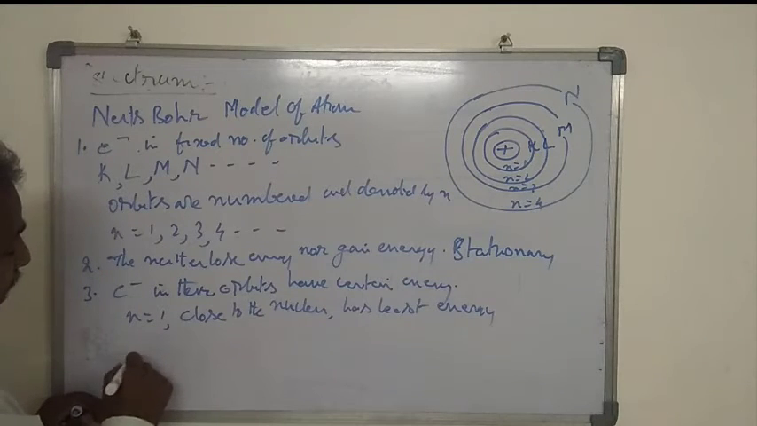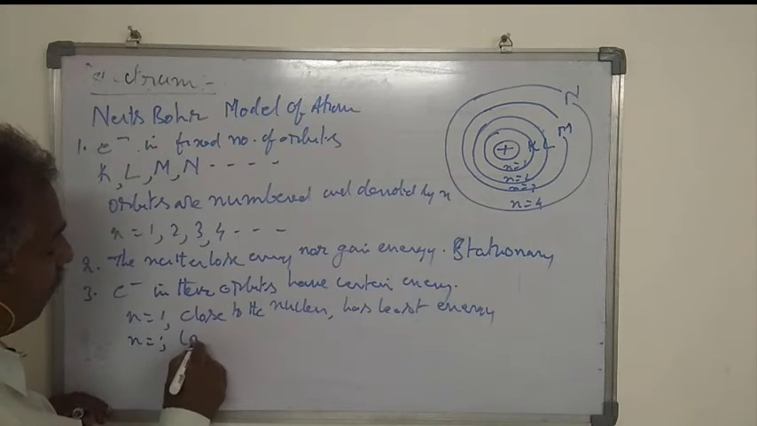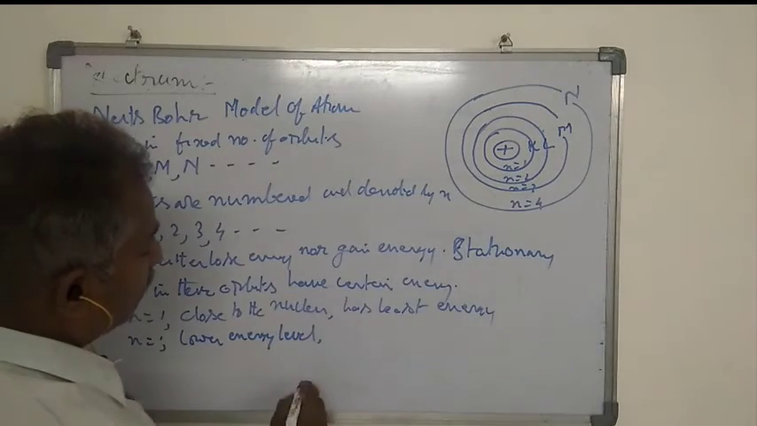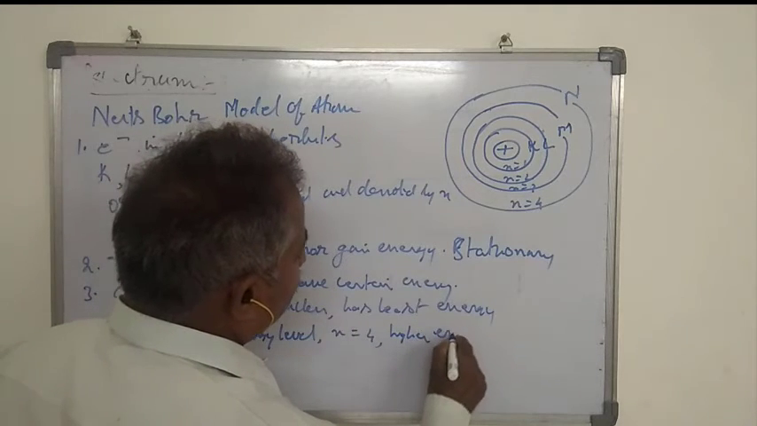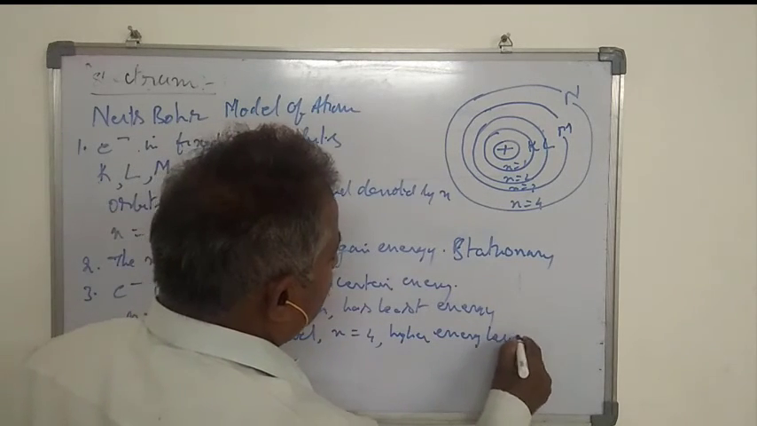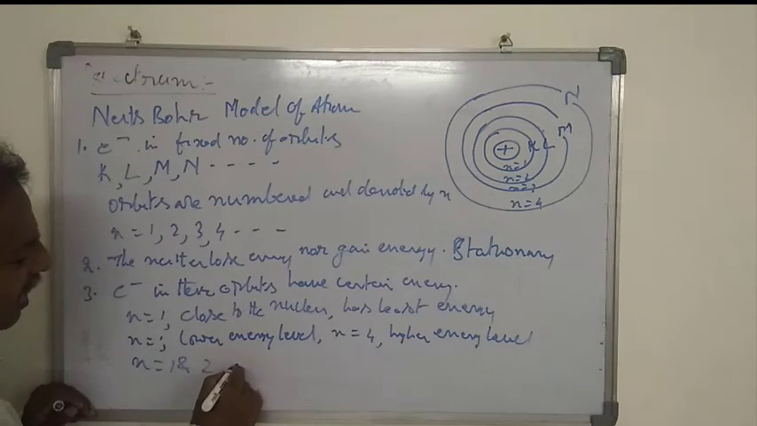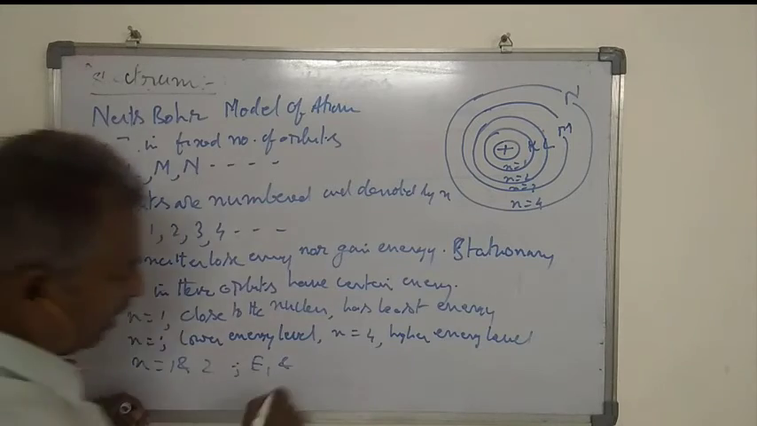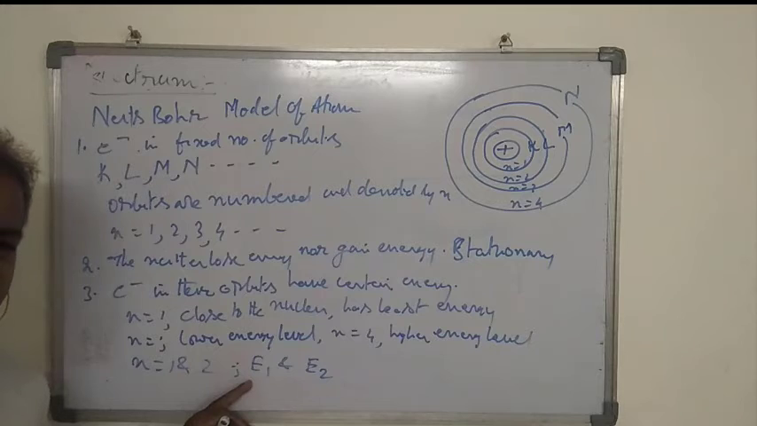Thus, we can say n equal to 1 is referred to as lower energy level. N equal to 4, higher energy level. Now, if we compare n equal to 1 and 2, n equal to 1 has less energy, therefore its energy is denoted by E1, and n equal to 2 has more energy than that of n equal to 1, therefore its energy is referred to as E2. So this is the high energy level, this is the lower energy level.